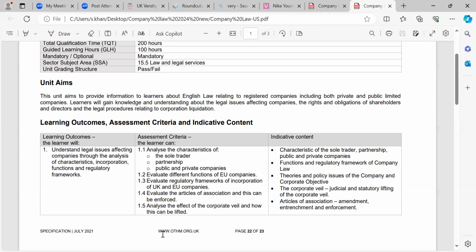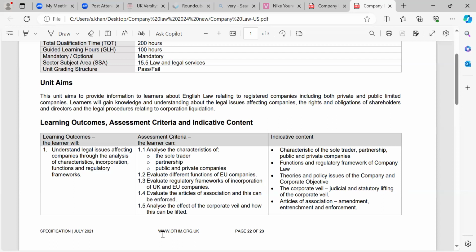We then went on to 1.3, which was to evaluate regulatory frameworks of incorporation of UK and EU companies. We looked at the regulatory frameworks, the legal structure and requirements of UK companies and then EU companies, and compared them. We went on to look at the incorporation procedures for UK companies and EU companies. We then looked at the share capital and liability of UK companies and EU companies, and it was a comparison.